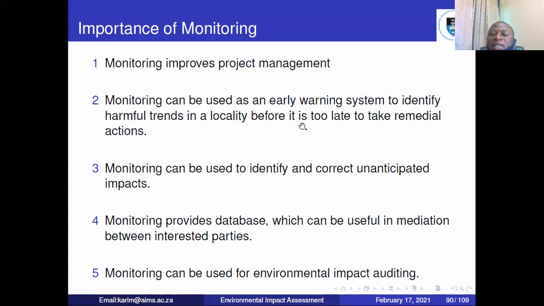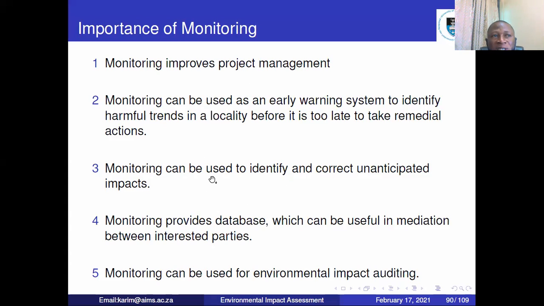Monitoring can be used as an early warning system, like I just said. You need to monitor and identify effects or impacts that probably you did not predict to happen. Once you monitor, you'll be able to see them and then adopt alternatives or take a remedial action to reverse the impact or to stop the impact or reduce the impact. And once you monitor, you can use that to correct unanticipated impacts that you didn't expect to happen.